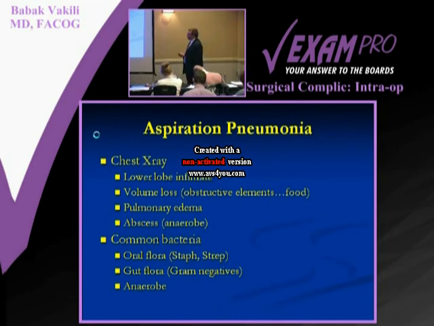Aspiration pneumonias. Typically, you see a lower lobe infiltrate on x-ray. You'll get volume loss because of obstruction. You can get pulmonary edema, and you can see an abscess, like an air fluid level in the lung itself. And you get all kinds. You can get any kind of bacteria, basically: gram-positive, gram-negative, or anaerobe, if you culture it out. Typically, aspiration pneumonias will affect the right greater than the left. That has to do with the straight shot of the right bronchus down, whereas the left takes a turn.